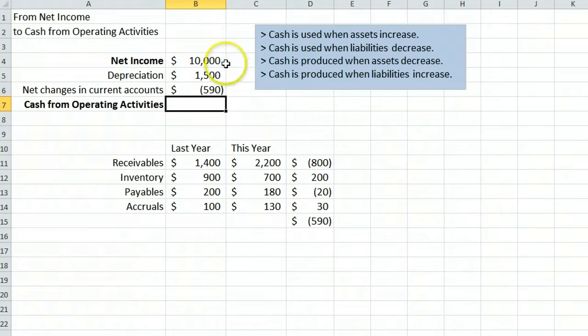And so we start with our net income, $10,000. We recognize that depreciation has to be added back in because that wasn't really a use of cash. We have some cash coming in and out from our current accounts on our balance sheet. In this case, that was $590 in cash used. And so when we add these amounts, we get the cash from operating activities, which will go onto our statement of cash flows, $10,910.